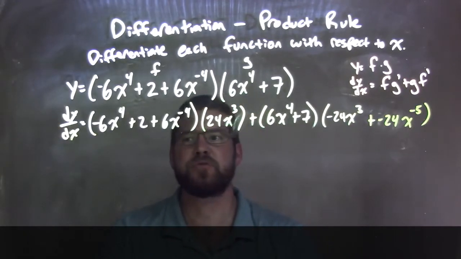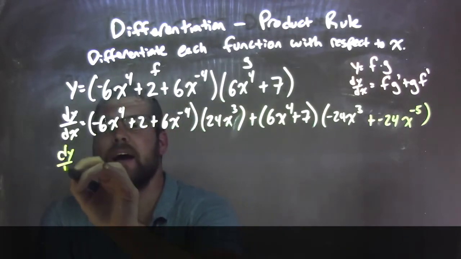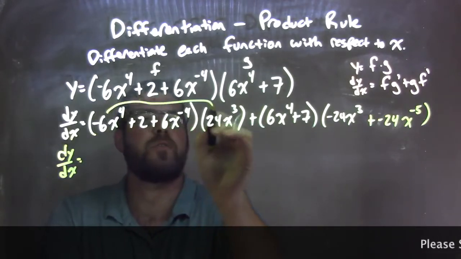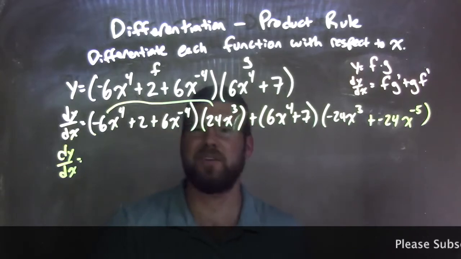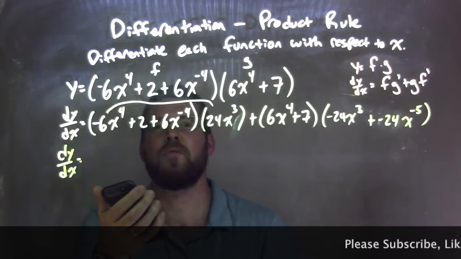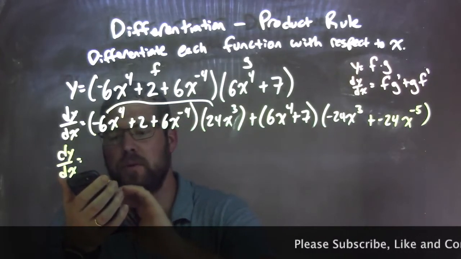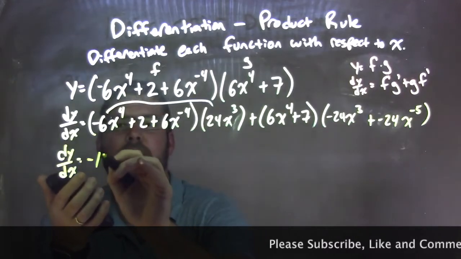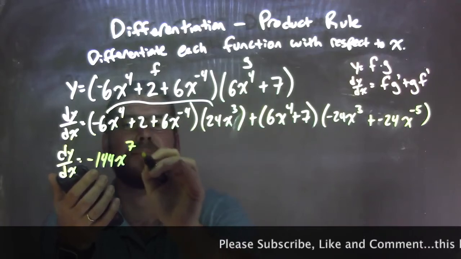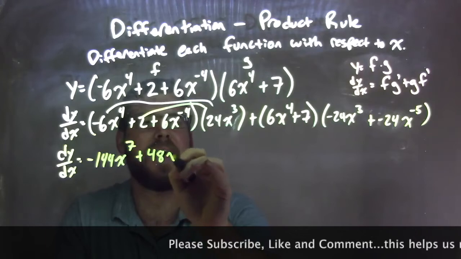But I need to distribute this. So I'm going to distribute all the way across here, okay? So we have dy/dx, okay? Let's take our time. Negative 6x to the fourth times the negative 24. Well, I don't know 6 times 24 off the top of my head, to be honest. 6 times 24 is 144, and it's negative because negative 6 times 24, right? 6 times 24 is 144. So we have negative 144x to the, now we add the exponents, 4 plus 3 is 7, plus 2 times 24 is 48. So we have 48x to the third.